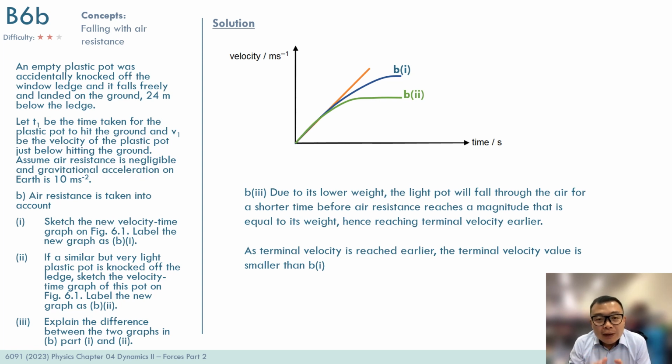Now, if the weight of this new object is lighter, smaller in value, then the upwards air resistance force doesn't need a long time to match this lower value. Hence, for this lighter object, the object will hit terminal velocity in a shorter period of time. Hence, the green graph is drawn with a smaller value of terminal velocity.